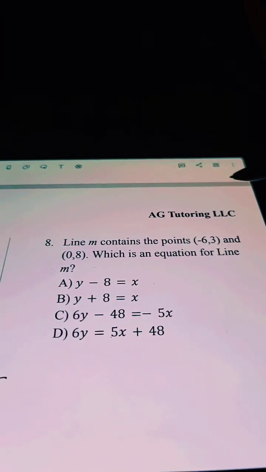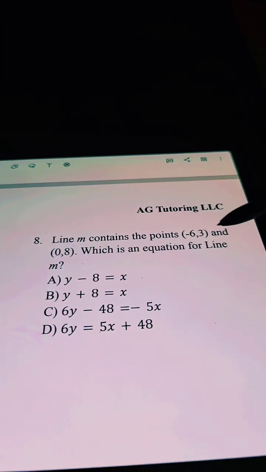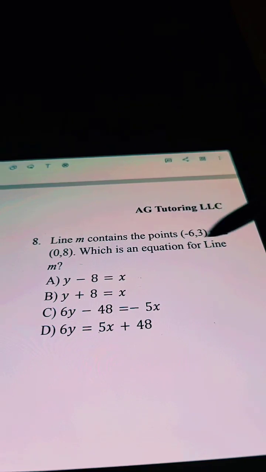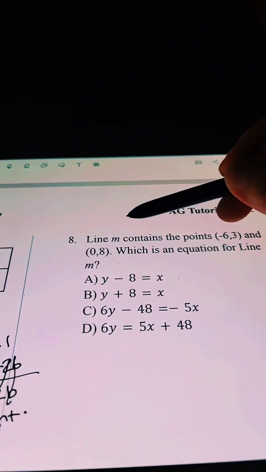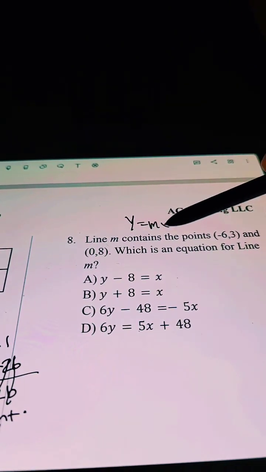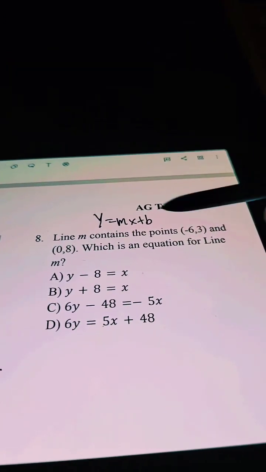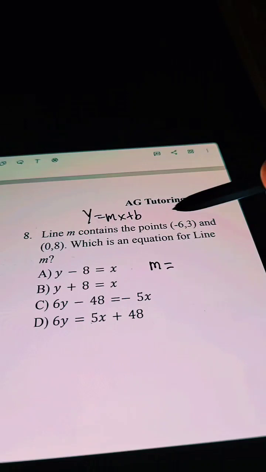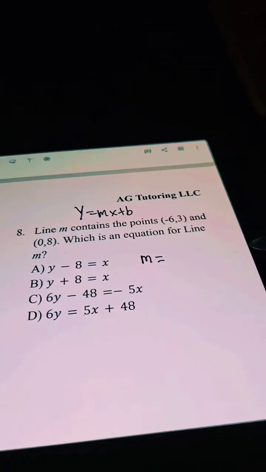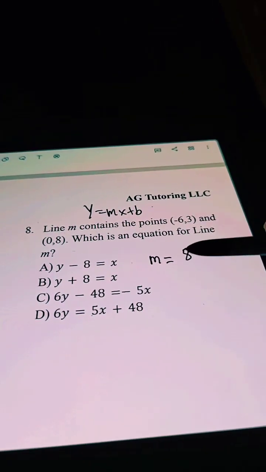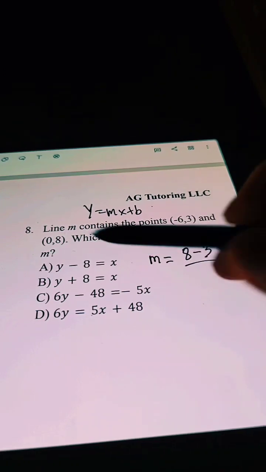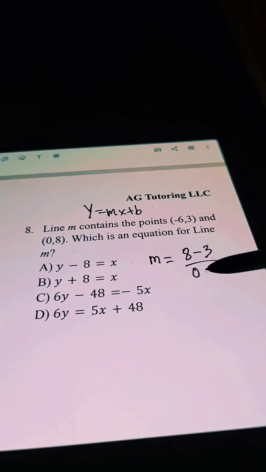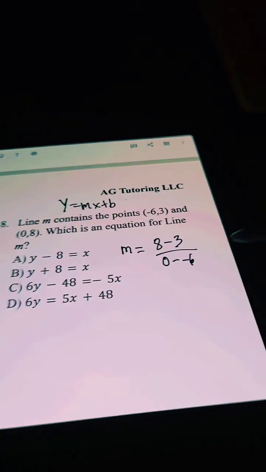Line M contains the points -6, 3 and 0, 8. What is the equation for line M? So remember, y equals mx plus b. To find the slope, you just have to do the slope formula, which means you're going to subtract the y's. So I'm going to do 8 minus 3 over the subtracted x's, 0 minus -6.